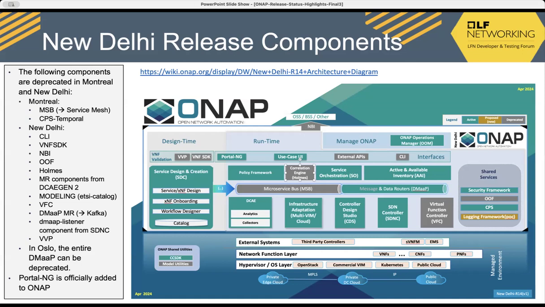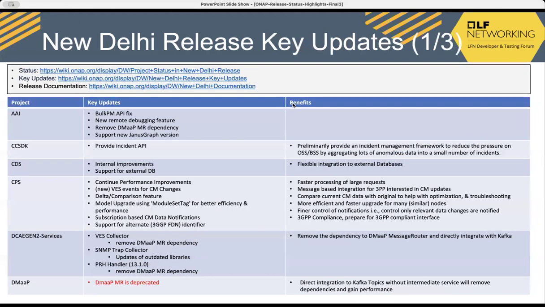This is a brief diagram of what happened in New Delhi. Anything gray is deprecated. So we focused on what ONAP is going to do for New Delhi and next. You can look at this link for the New Delhi status, key updates, and release document. But just for today, there are some enhancements to ANI, which is the inventory system.